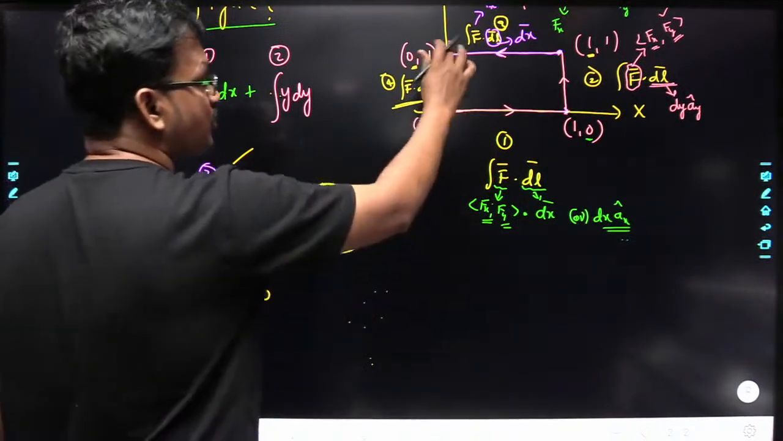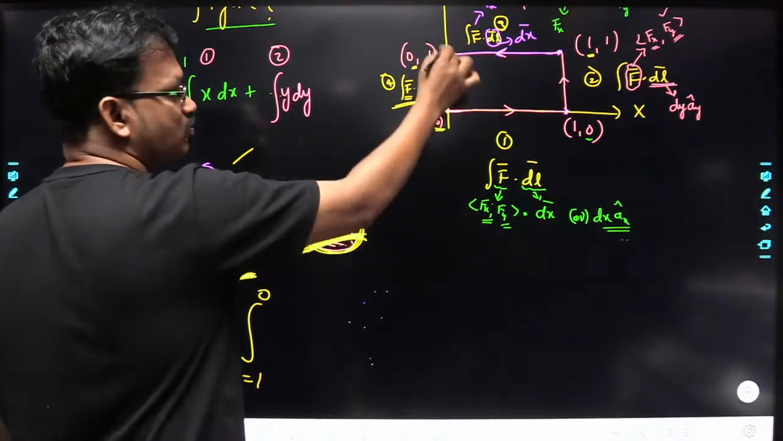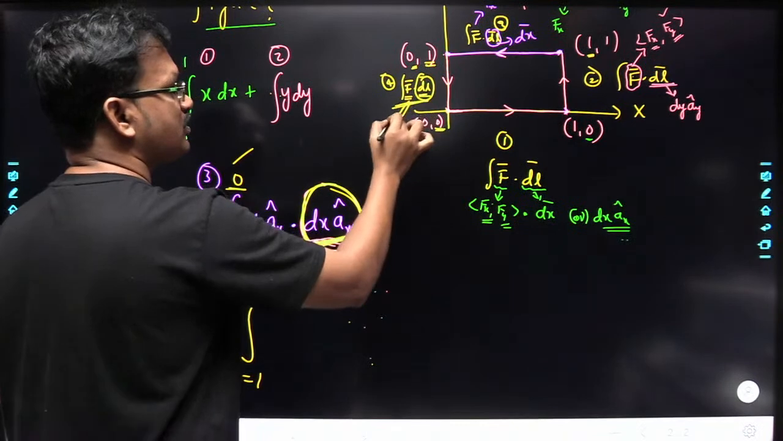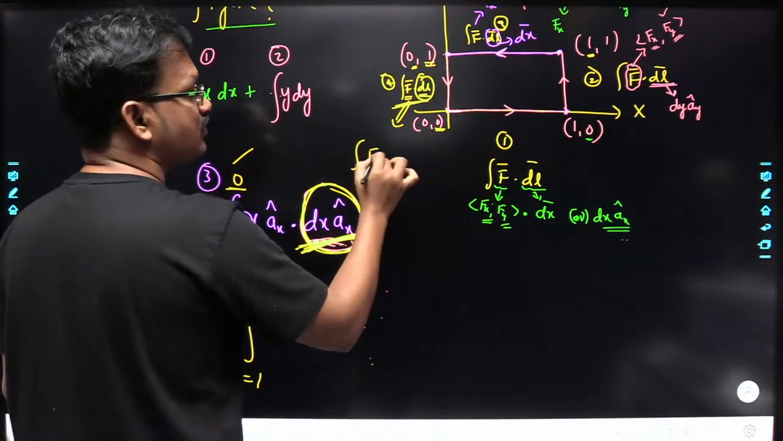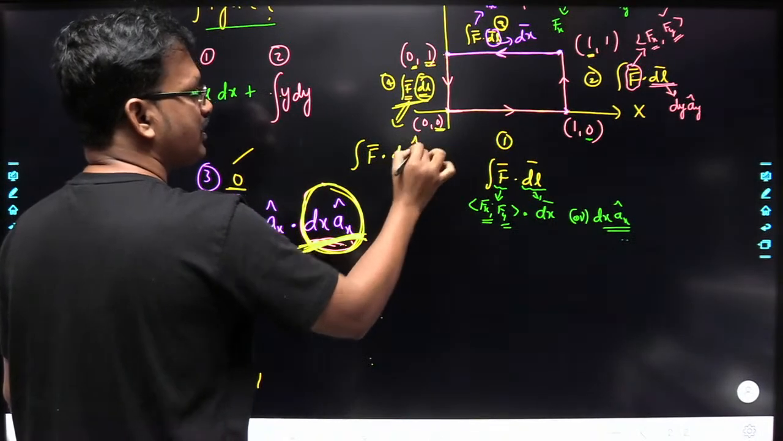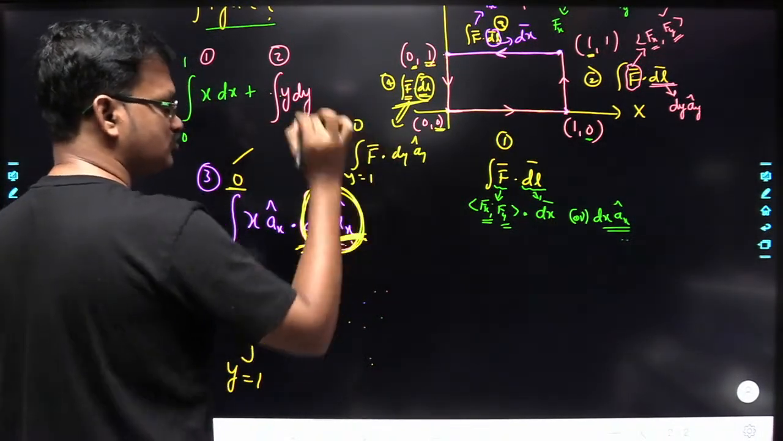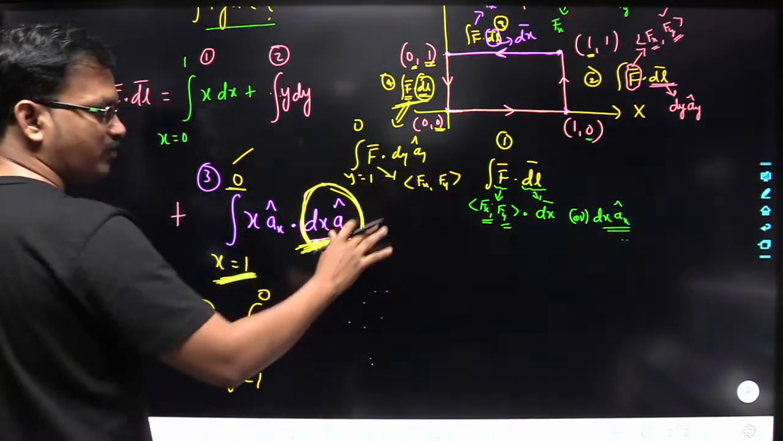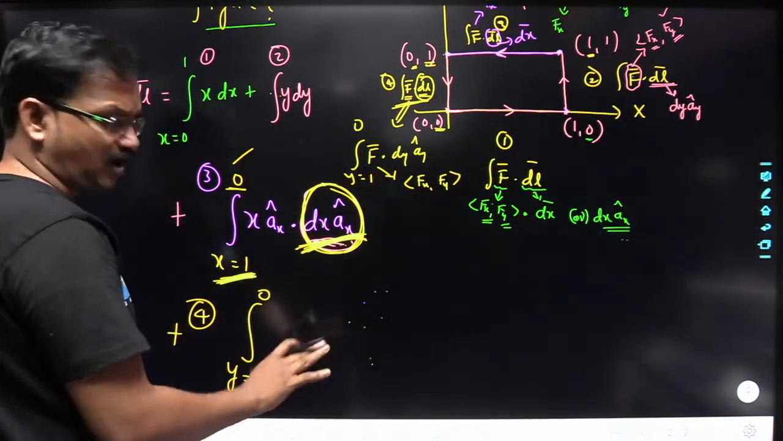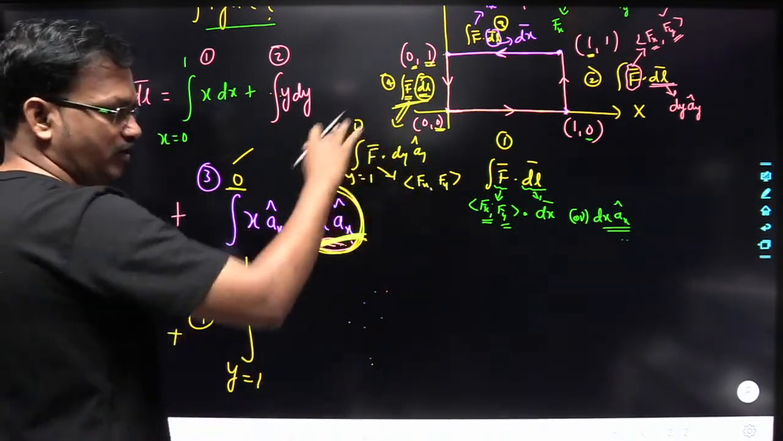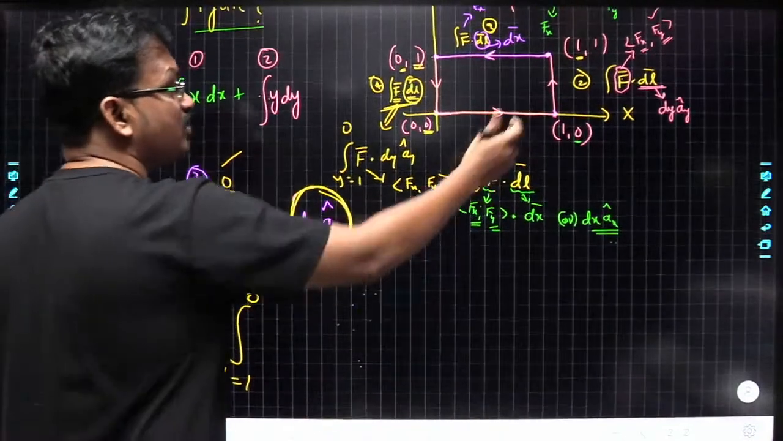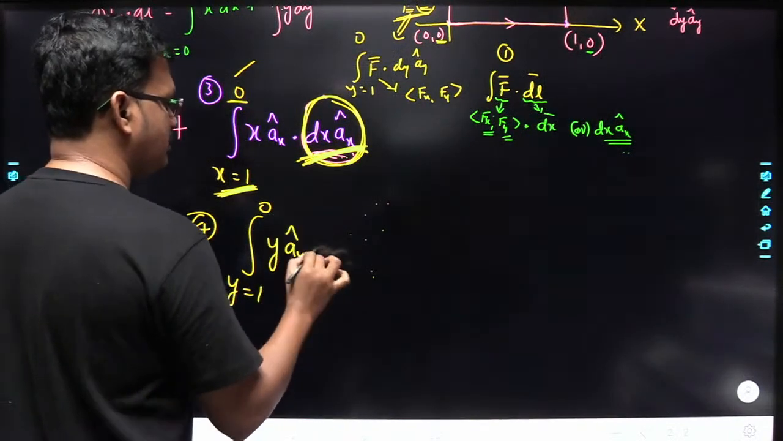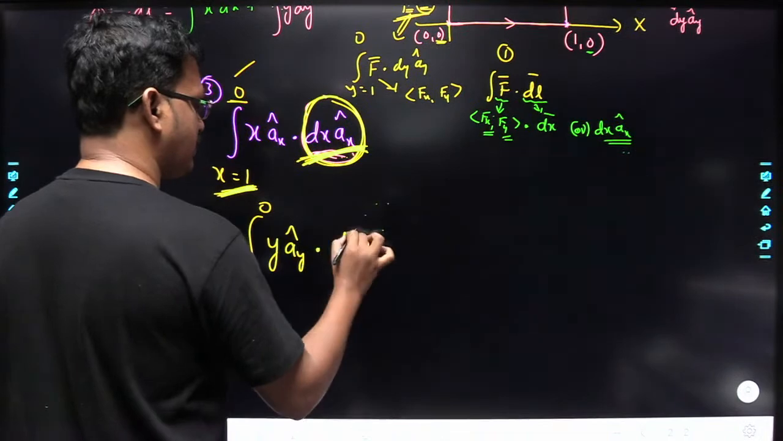Okay, now you do the dot product between f bar and dl bar. Here you are moving along the y direction, so this dl bar will become dy ay cap. So this one will become f bar dot dy ay cap. Y is ranging from 1 to 0. This f bar is going to have an x component as well as a y component. Only the y component is going to give you some non-zero value. If you do the dot product with the x component, you are going to get 0. So what is the y component here? The y component is y. Yes or no? So you can write simply y ay cap dot dy ay cap.